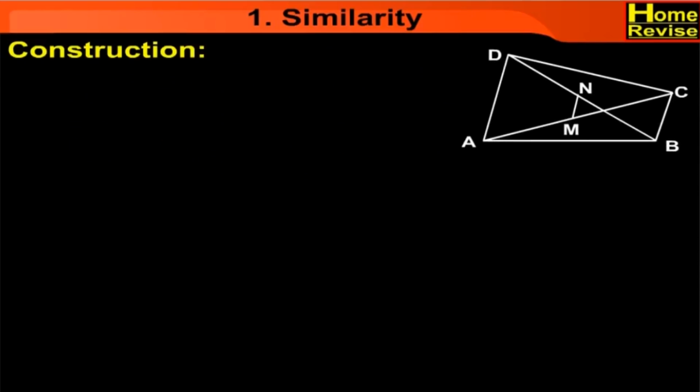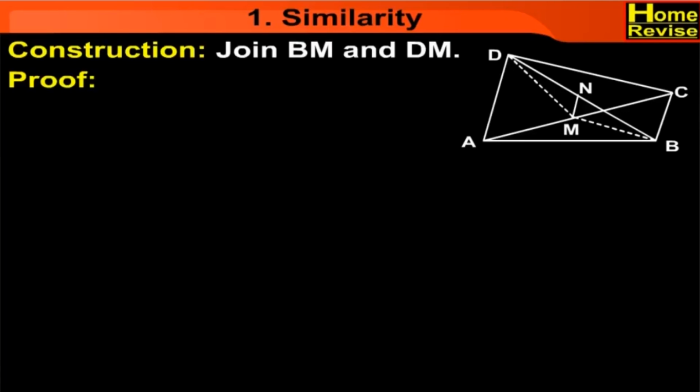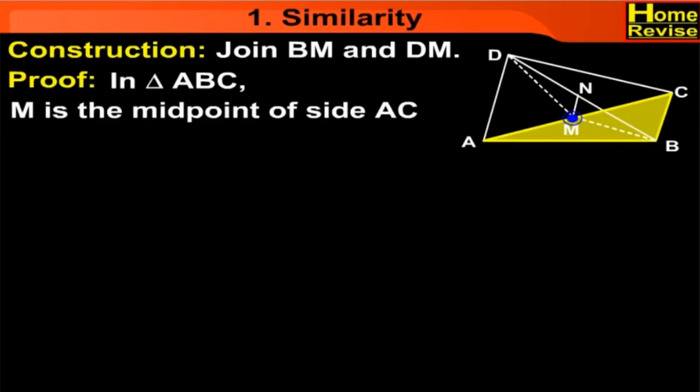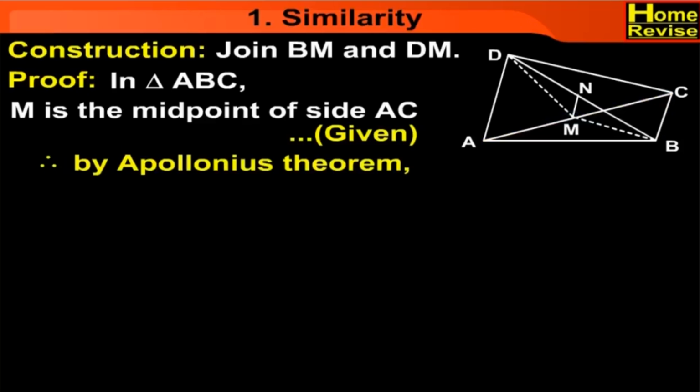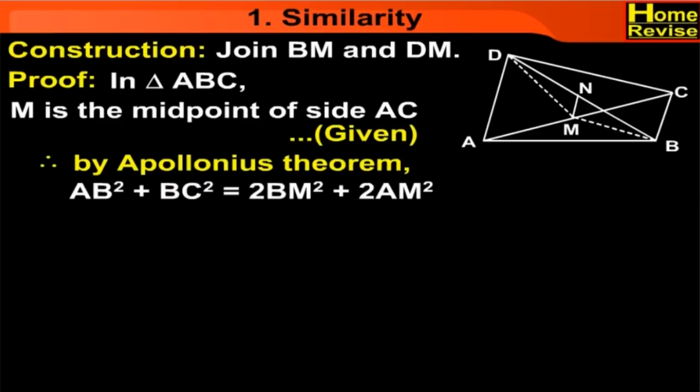Construction. Join BM and DM. Proof. In triangle ABC, M is the midpoint of side AC by given. Therefore, by Apollonius theorem, AB square plus BC square is equal to 2BM square plus 2AM square. Let this be equation number 1.